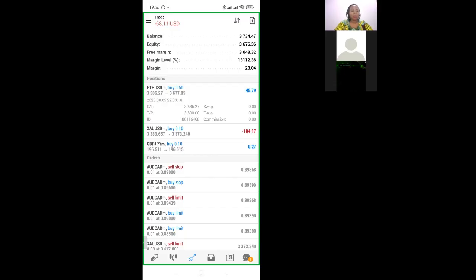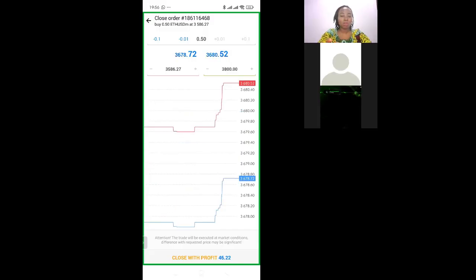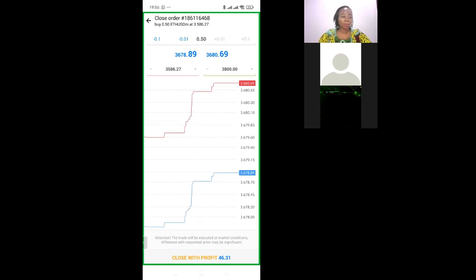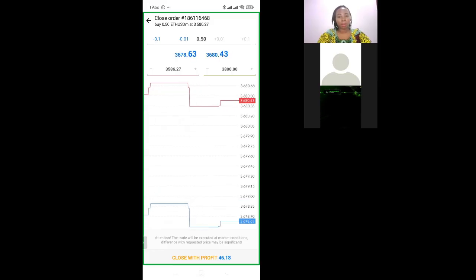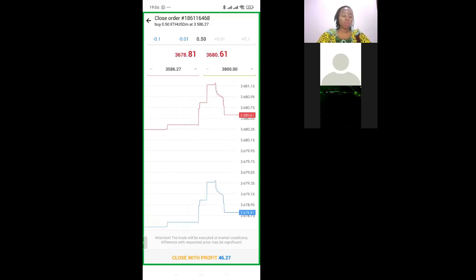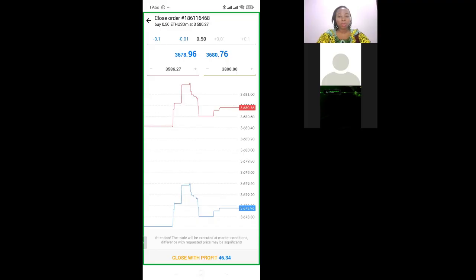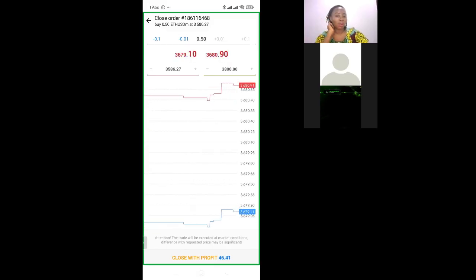The option you have now is you can either close the trade: you long press, and you click close. If you click close, you can decide to close with profits. Double click on your Zoom screen so that you can see the whole display. So you can decide to close with profits and take all the profits. But look at the TP you put. The TP you put is 3,800. It has not gotten to that TP yet.